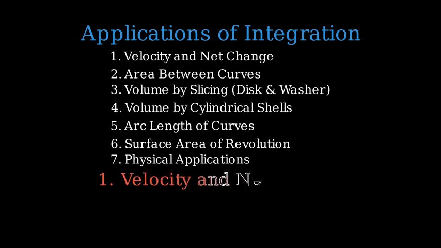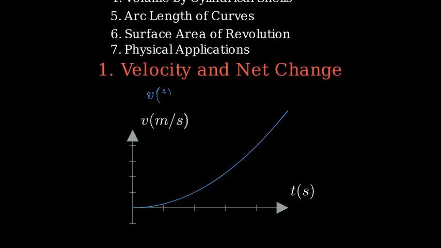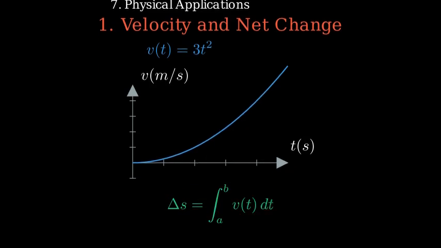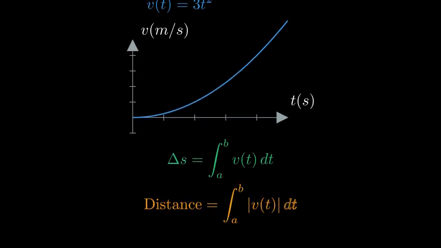Let's start with our first application, velocity and net change. When we have the velocity function v of t of an object, the definite integral of this function gives us the displacement, or net change in position, over a time interval. Mathematically, if v of t is the velocity at time t, then the displacement over the interval from a to b is given by the definite integral from a to b of v of t dt. If we want the total distance traveled, which is always positive regardless of direction, we integrate the absolute value of the velocity, or the speed.